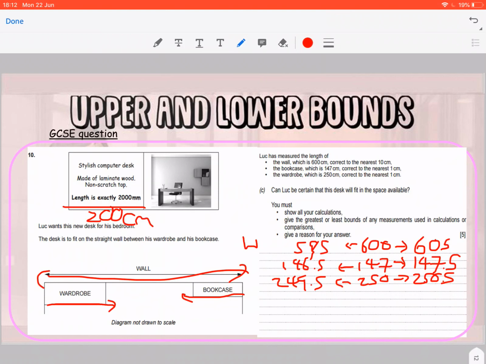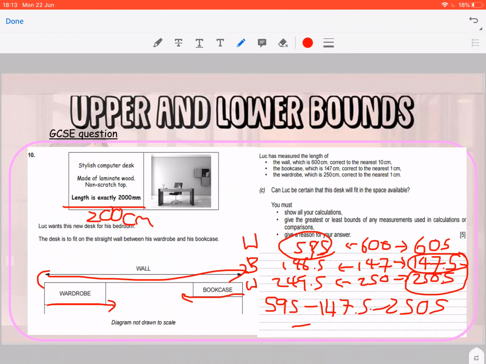The first one was the wall, then the bookcase, then the wardrobe. Now, again, I've talked about worst case scenario. The worst case scenario is the wall is the smallest length it could possibly be, the bookcase is the biggest, and the wardrobe is the biggest. So I've got to do 595, take away 147.5, take away 250.5, that gives me 197 centimetres. That's the worst case scenario. That's how much room you'd have left.